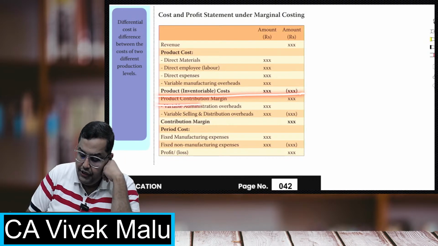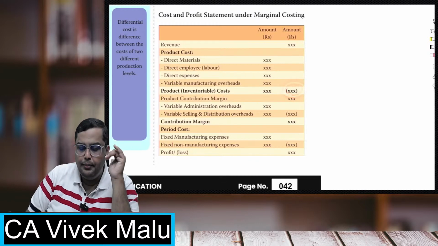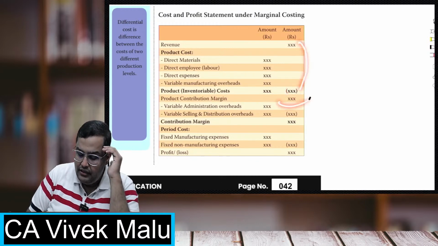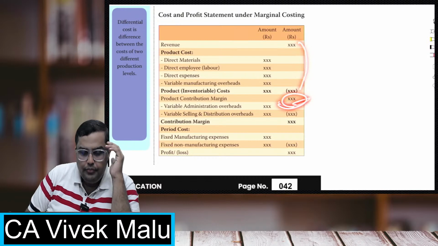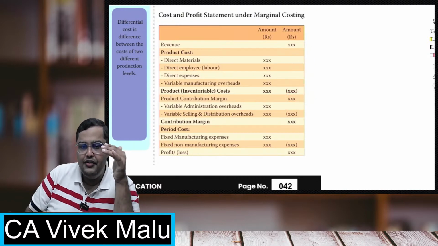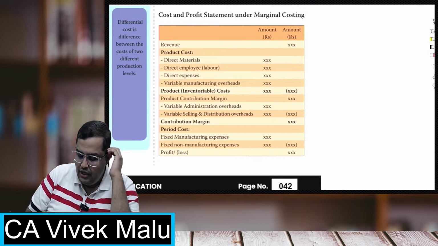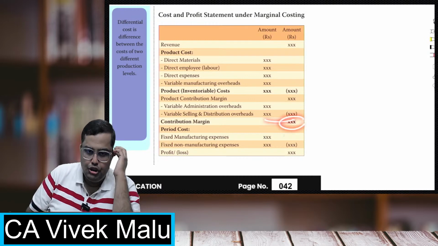Next, after reducing the product cost from the sales, I get the product contribution margin. From this product contribution margin, I have to reduce the remaining two variable overheads, that is variable administration and variable selling overheads. If I reduce this, I'll get the contribution margin.